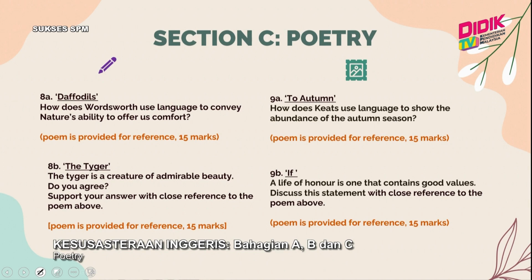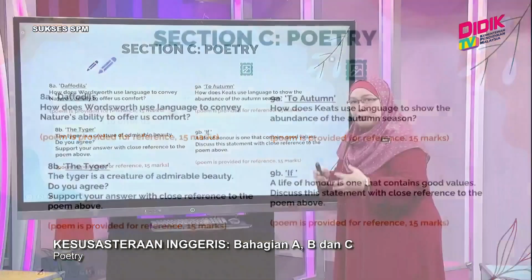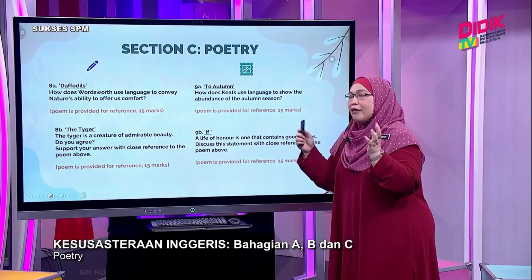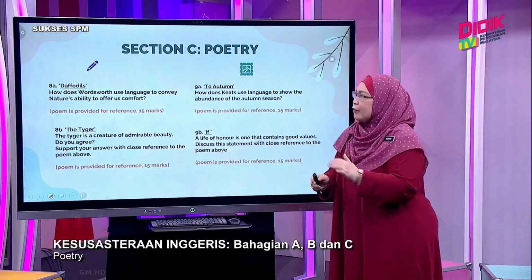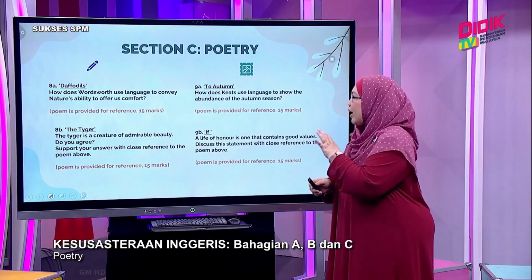Based on Daffodils, how does Wordsworth use language to convey nature's ability to offer us comfort? Use of language. And then to Autumn. How does John Keats use language to show the abundance of the autumn season? So it's very clear, all right? It's very clear that the requirement of the task cannot run away from candidates discussing use of language. So you're going to look at the poem given, you're going to throw in everything that you feel is appropriate for discussion. Okay, and we're going to go there very soon.